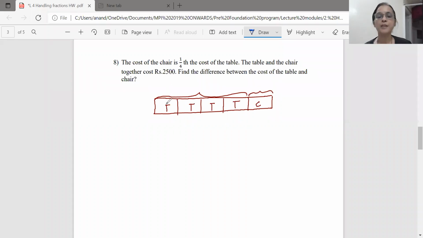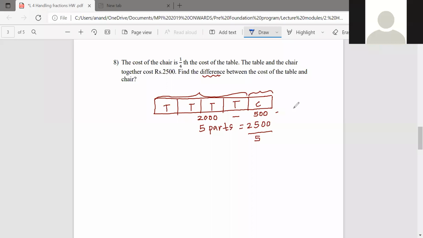So table and chair together is how many parts? 5 parts. If 5 parts is 2,500, what will be 1 part? Divided by 5. So the chair is 500 and the table is 2,000. Correct? Now what are they asking? Are they asking us the cost? No, they are asking us the difference in the cost of table and chair. So the answer will be 2,000 minus 500, that is 1,500. This was our picture method.